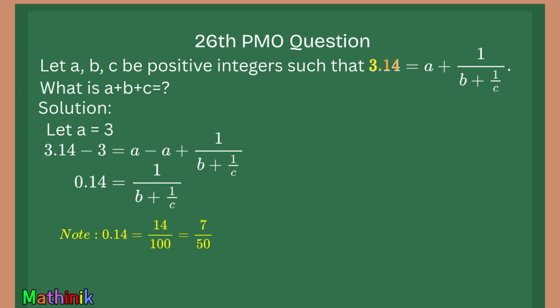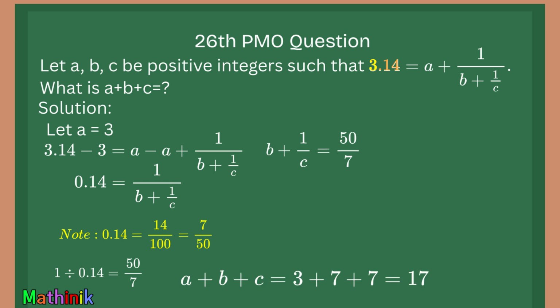To remove the fraction on the right side, we take the reciprocal of both sides. 1 divided by 0.14 is equal to 50 over 7. So now the equation becomes b plus 1 divided by c equals 50 over 7.